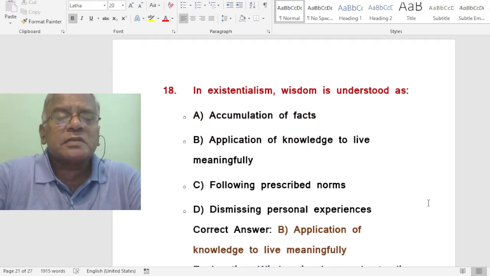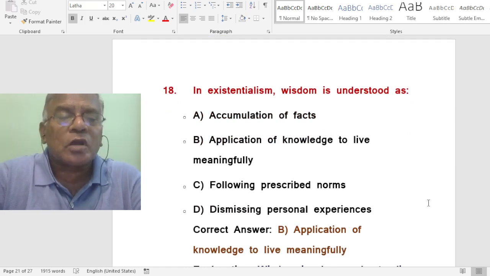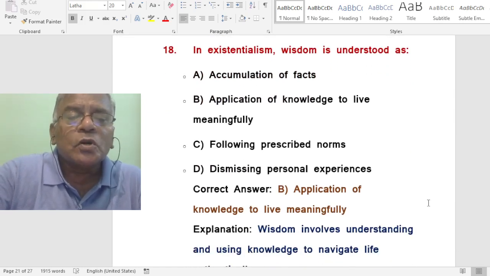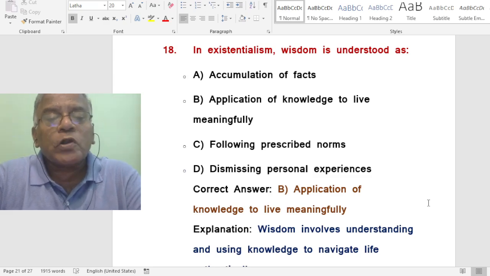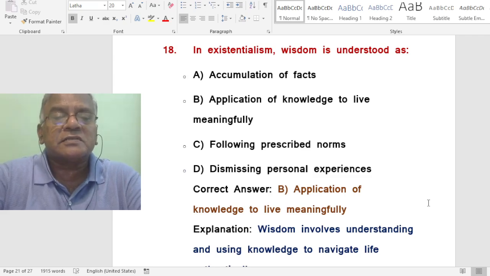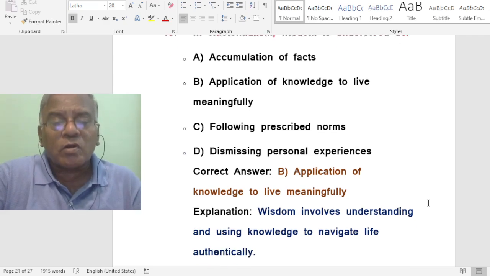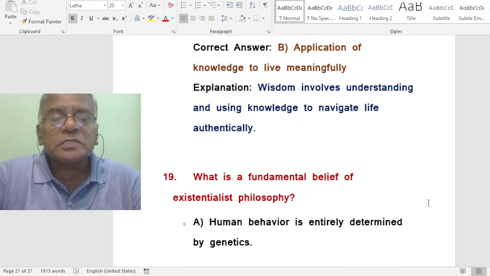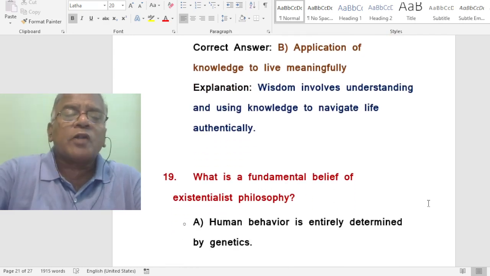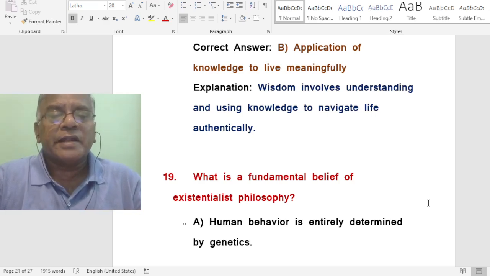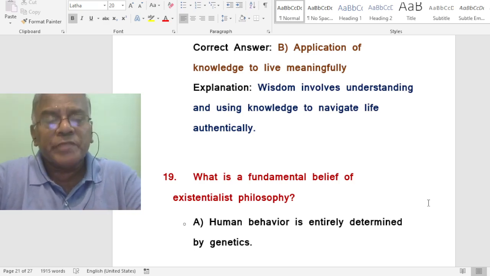In existentialism, wisdom is understood as what? Accumulation of facts, application of knowledge to live meaningfully, following prescribed norms, dismissing personal experiences. So wisdom is understood as what? That is application of knowledge to live meaningfully. Wisdom involves understanding and using knowledge to live life authentically. That is the idea, application of knowledge to live meaningfully.